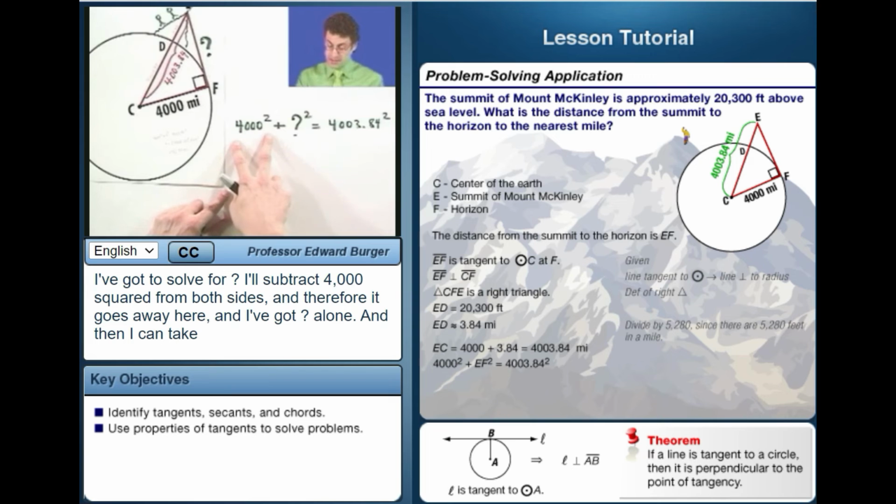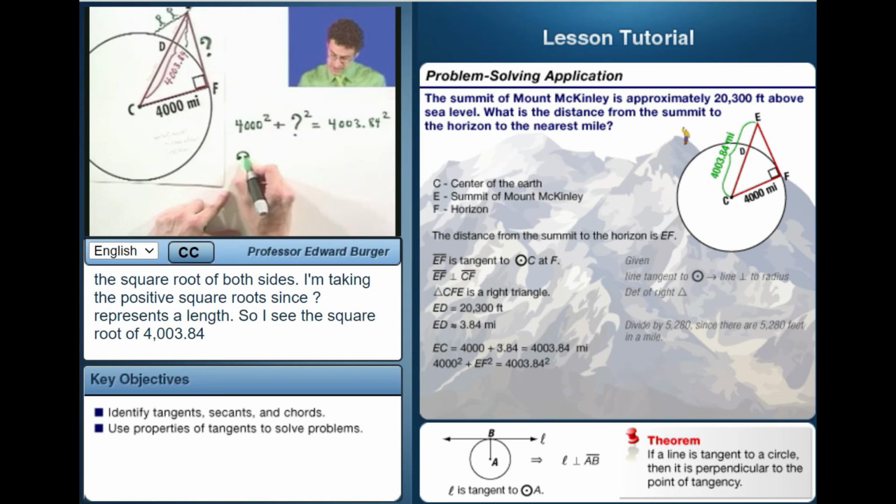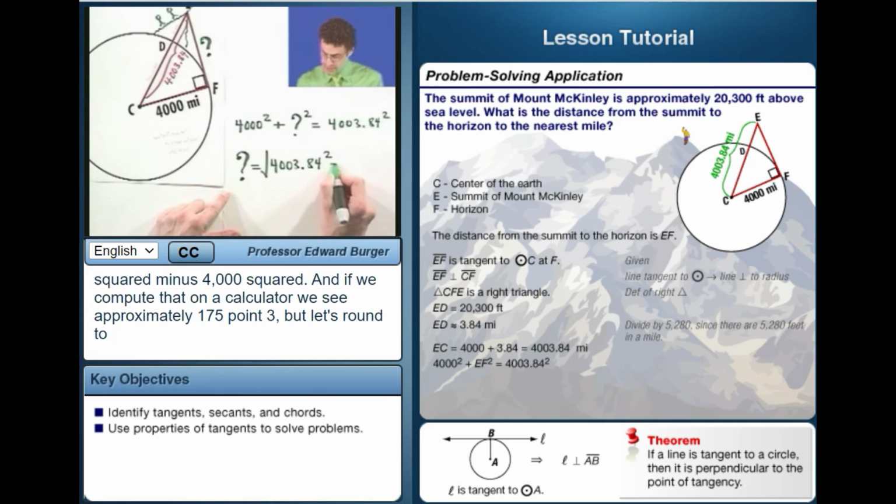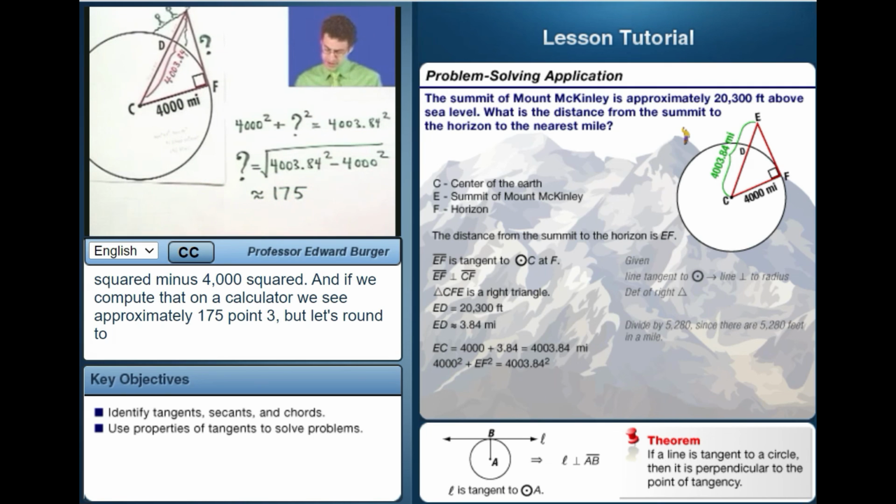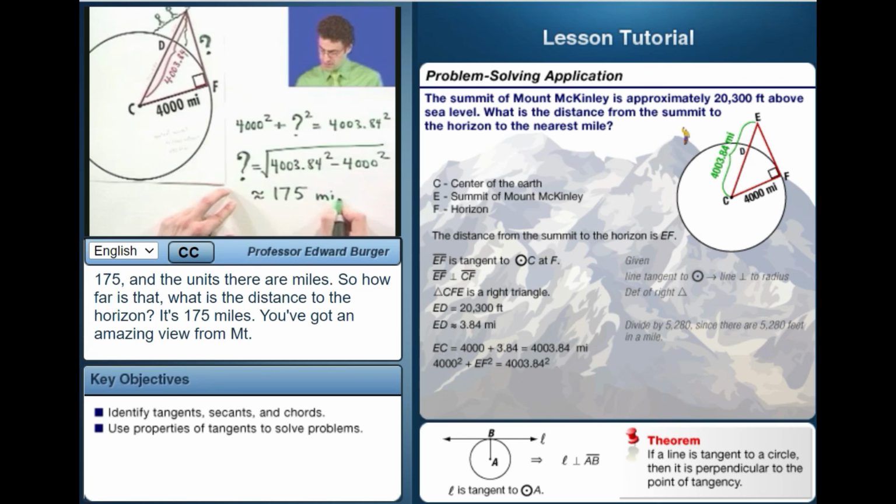Well, I'll subtract 4,000 squared from both sides, and so therefore it goes away here, and I just have question mark alone. And then I can take the square root of both sides. I'm taking the positive square root since question mark actually represents a length. And so I see the square root of 4,003.84 squared minus 4,000 squared. And if we compute that on a calculator, we see approximately 175, actually 175.3, but let's round to 175, and the units there are miles.